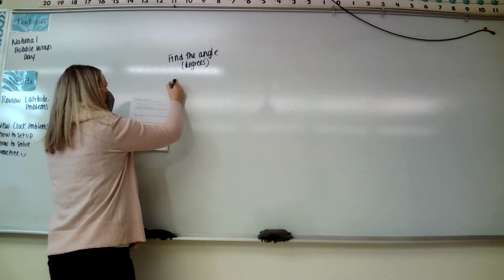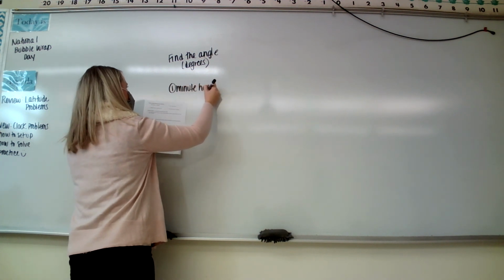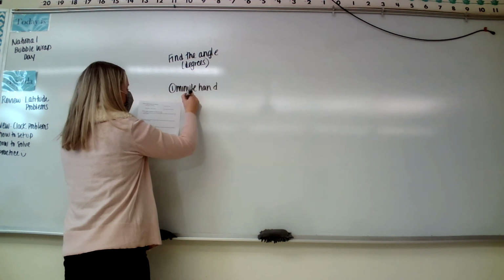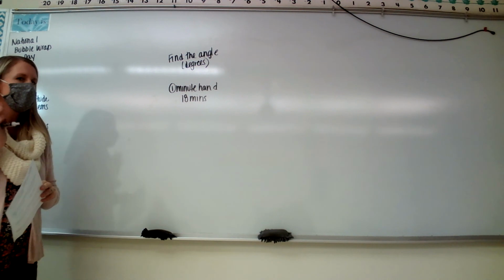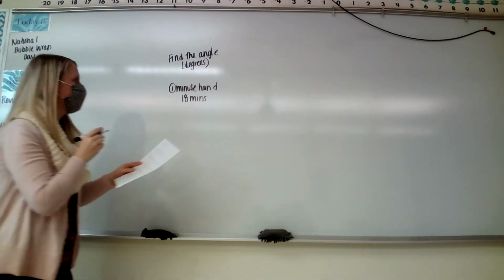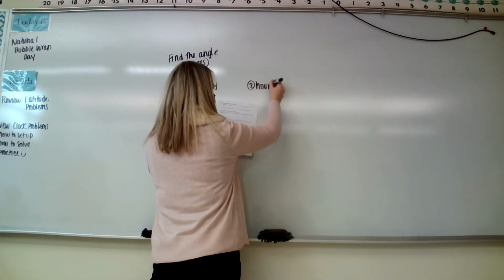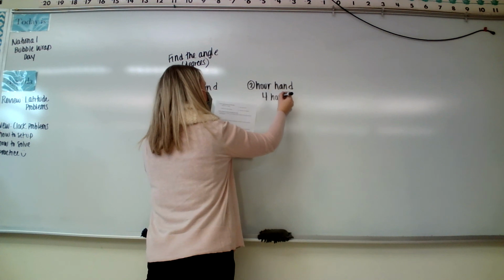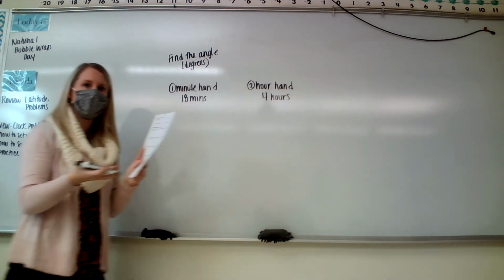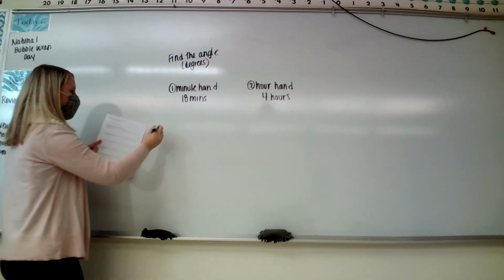So number 1, if I said I had the minute hand and it was traveling 18 minutes, can you tell me the angle that would form on the clock? Remember, minute hand times 6 degrees. Number 2, it's the hour hand and it's traveling for 4 hours. So remember, hour hand, it switches, and you multiply that one by 30 degrees, and then you'll get your angle. Those ones are pretty quick.